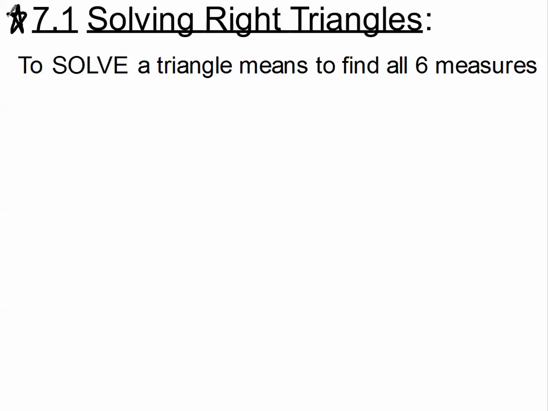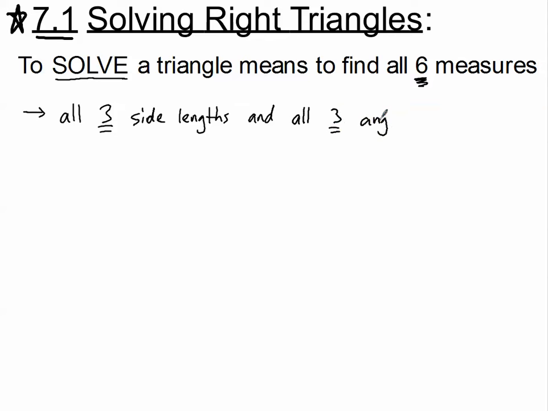So we are in Chapter 7, the first section, 7.1, and we are looking at solving triangles. What I mean when I say solving triangles, I mean to find all 6 measures. That means that we're going to be finding all 3 side lengths and all three angle measures. Those are the 6 parts of the triangle.